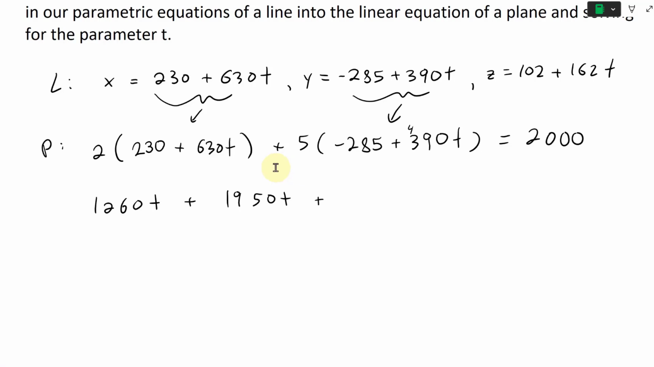Now we put these together. 2 times 230 is going to be 460. And then minus 5 times 285. I'll do this manually just for fun. 5 times 5 is 25, carry the 2. 5 times 8 is 40, add the 2, so 42, carry the 4. 5 times 2 is 10, plus 4 is 14. So 1425. And this equals 2000.